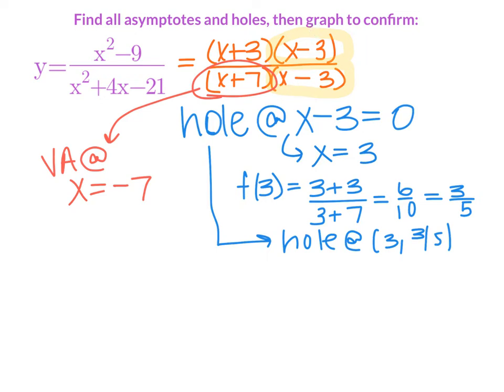So if I get rid of these and I plug in 3 for the remaining x's, I would be at 3 plus 3 over 3 plus 7, 6/10, which is 3/5. So the hole's coordinates, which are useful when you graph it, is (3, 3/5).